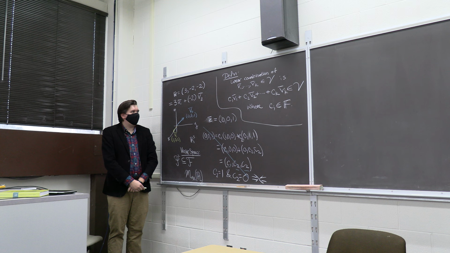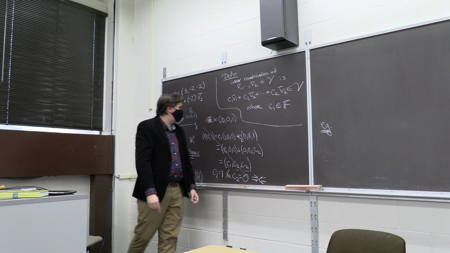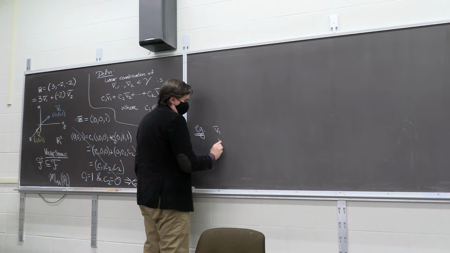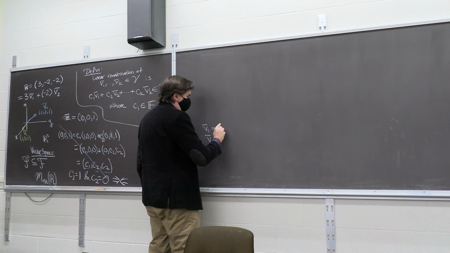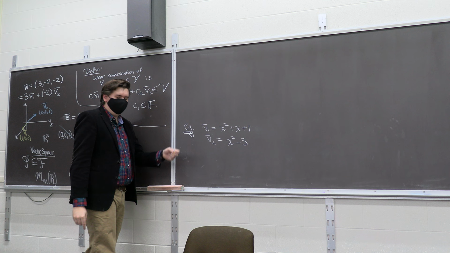Okay, so we have some notion of linear combination, but now let's look at an example that doesn't involve examples in R3, but let's do something with, I don't know, polynomials. Let me give you two vectors. Let me call them V1 and V2, which would be elements of P2. Let's just make two up: x squared plus x plus 1, and x squared minus 3. So here are two elements that are both living inside of P2.